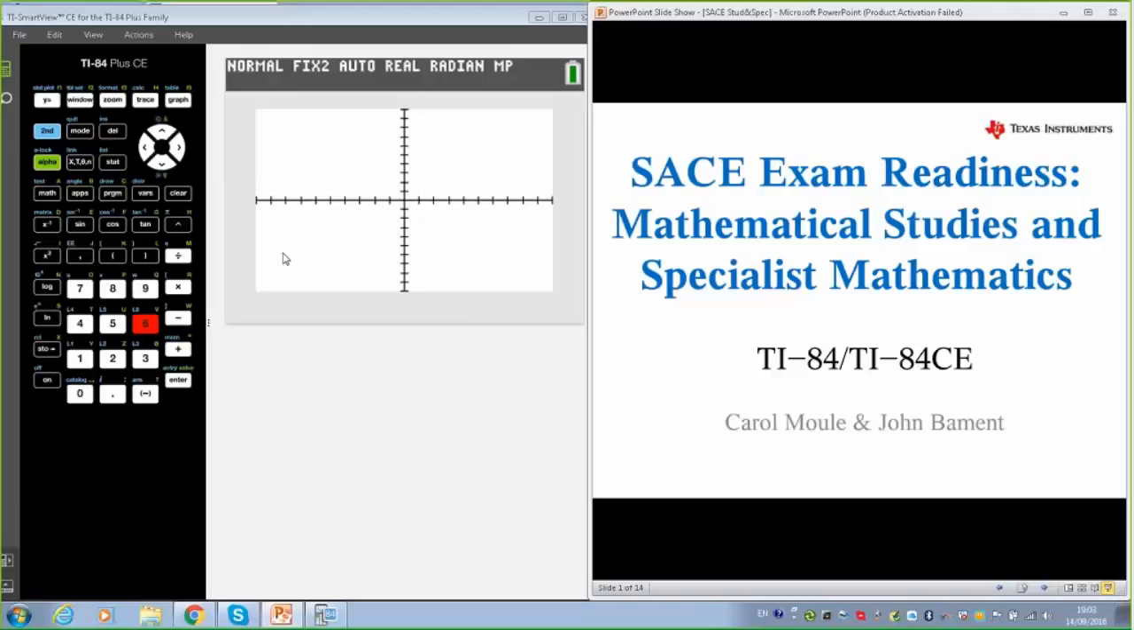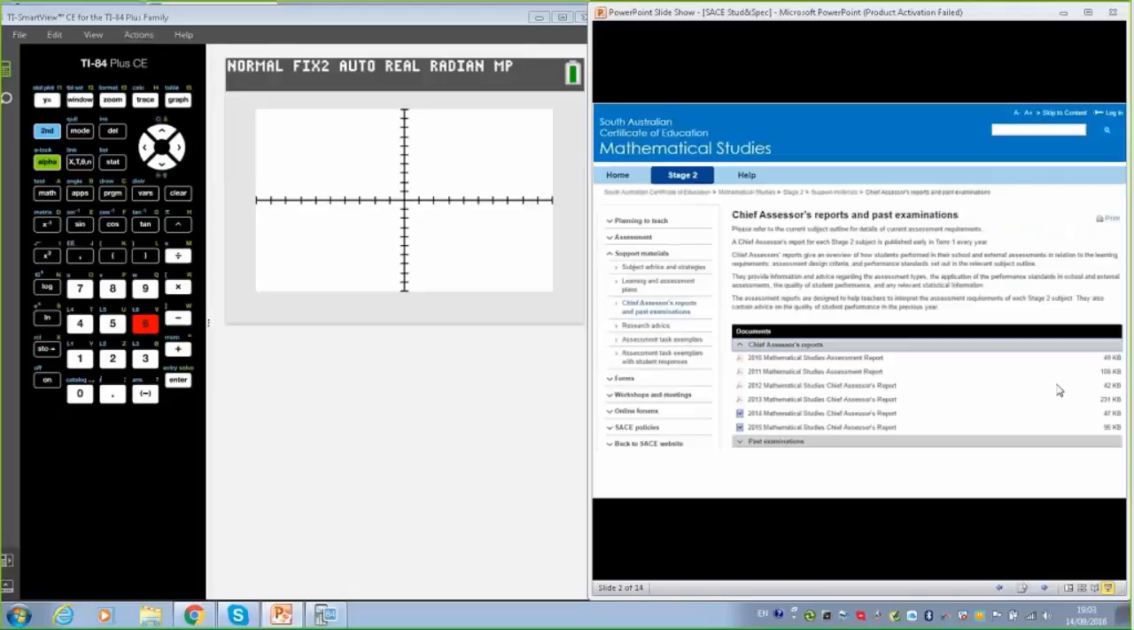I'm also going to stick with the CE SmartView version, which will give me the advantage of having color and better pixels. But obviously everything I show you on here can be done on the 84. And if you do have SmartView in your classroom, you're able to get the free upgrade to the CE version anyway.